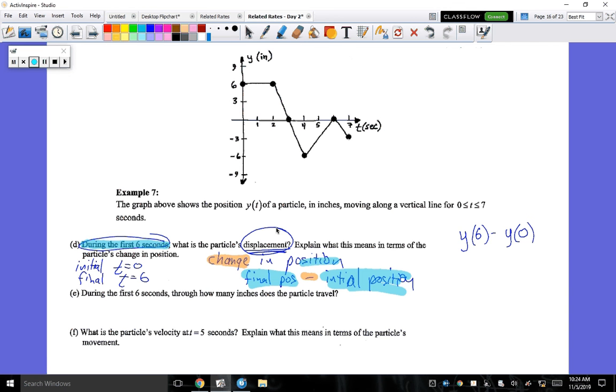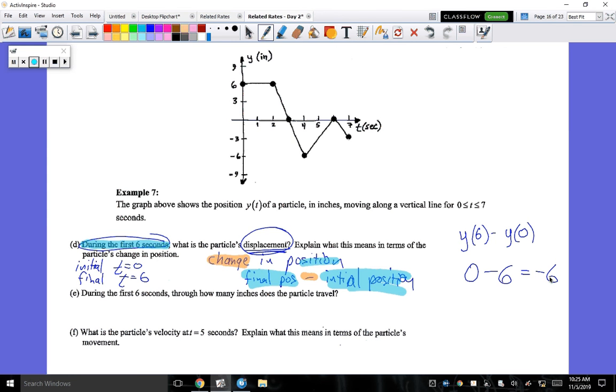So what's y of 6, guys? 0. Because again, this is a y graph. So that means go to x is equal to 6 and tell me what the y value is. What is y of 0? 6. So it's going to be 0 minus 6. So my displacement is what? Negative 6.